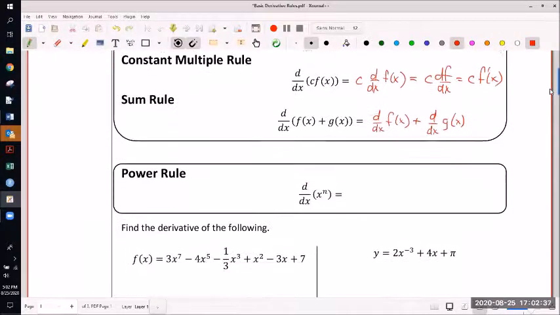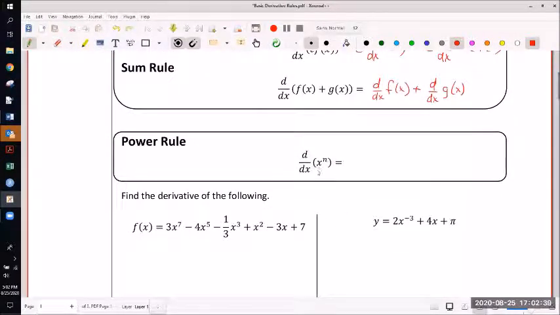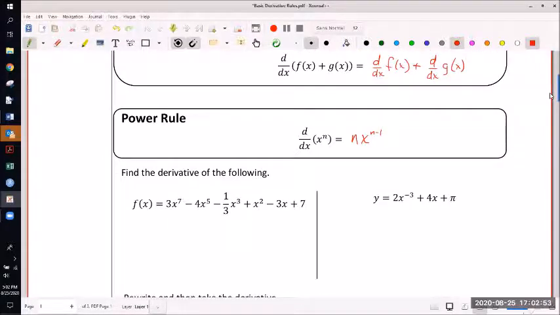The power rule says anytime you have an x raised to a power, you can bring that power down in front and then subtract 1. So the derivative of x to the n is n times x to the n minus 1. This works for almost any value of n.